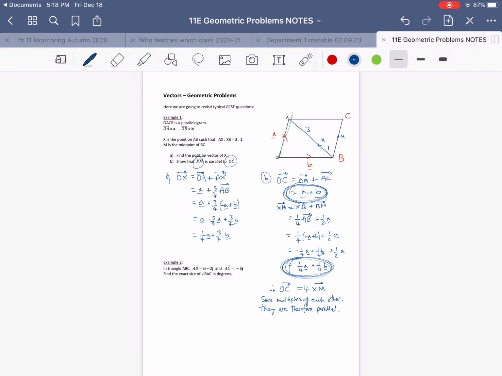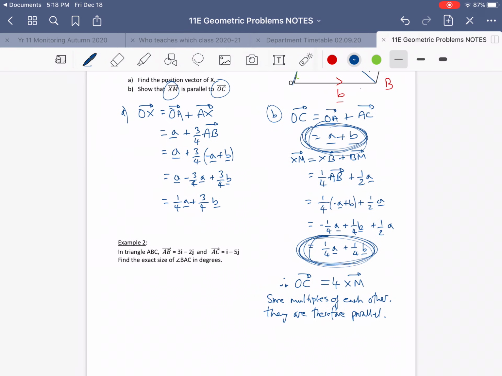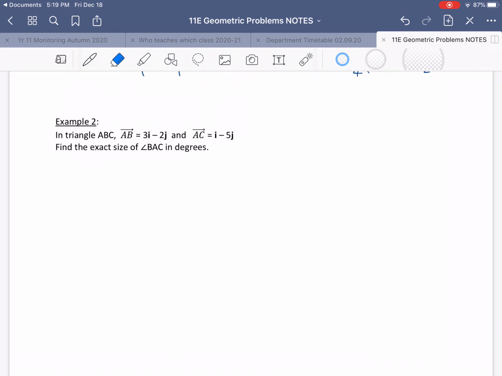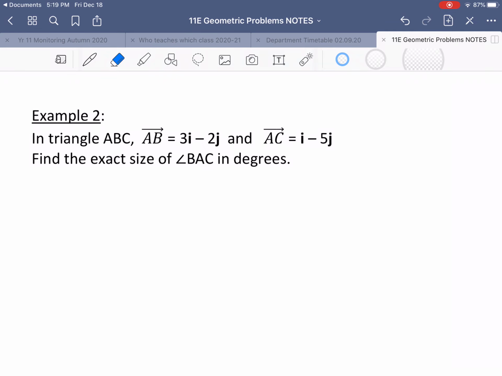So that's that first example. Now, the second example. This one here. So it says triangle ABC. Well, in triangle ABC, A to B is 3i plus 2j, and A to C is i minus 5j. Find the exact size of angle BAC in degrees.